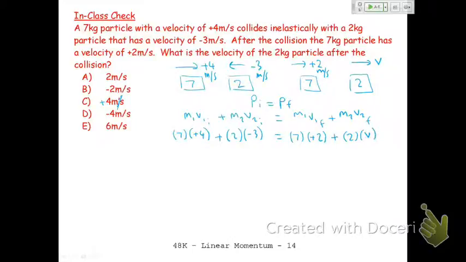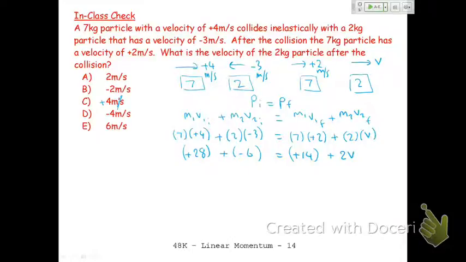I make no attempt to guess the sign of v. The answer will tell me which direction this 2 kilogram particle is going. And then my objective is just don't make a math slip. So I'm going to say plus 28 added to minus 6 is equal to plus 14 added to 2v.